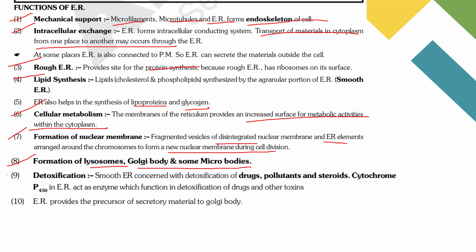They also help in the detoxification, especially smooth ER is involved in the detoxification of drugs, pollutants and steroids. Cytochrome P450 in ER acts as an enzyme which functions in detoxification of drugs and other toxins. So cytochrome P450 that is present in the ER is actively involved in the detoxification. And the last function is precursor of secretory material in Golgi body. Whatever is synthesized is then secreted in the Golgi body.